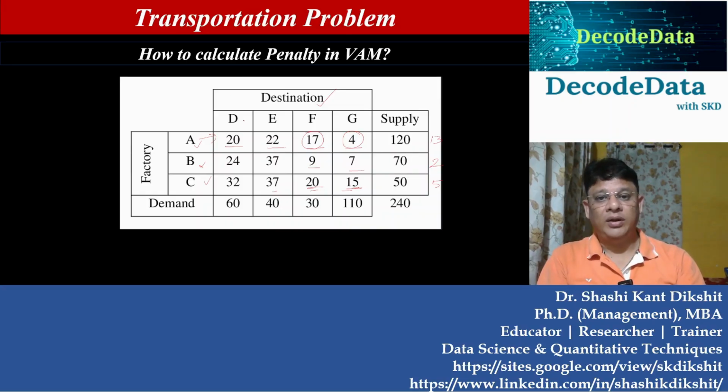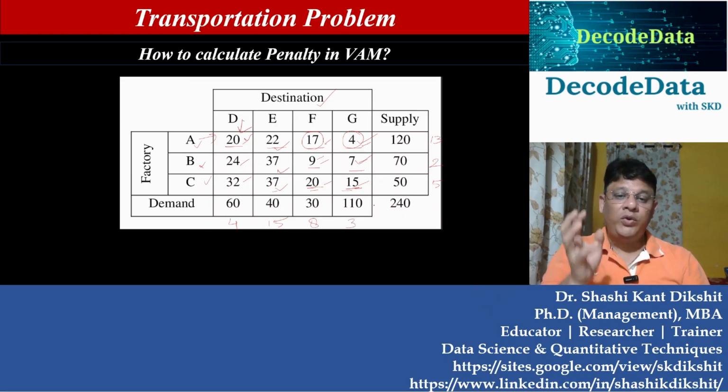Now in this particular column, D column, 20, 24, 32, right? Out of this, 20 and 24 are the minimum, so we take the difference of them, that is 4. In case of this, 22, 37 and 37, right? So 22 and 37 are the two, so we have 15, right? In this case, 17, 9 and 20, right? So 9 and 17 are the two numbers, so we write 8. The difference of 17 and 9 is 8. And in this case, we have 4, 7, 15. So 4 and 7 are the two minimum numbers and the difference is 3, right?